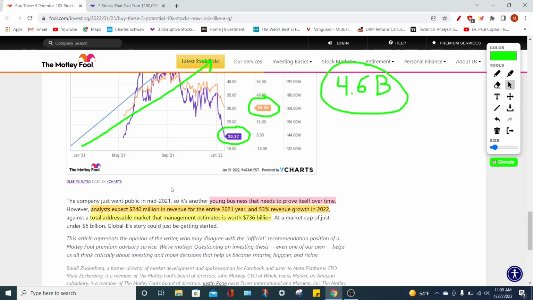Also, this company has a gigantic addressable market of $736 billion. And with the company currently trading at only $4.6 billion, it has a lot of growth opportunity to even gain 5% of this overall market.